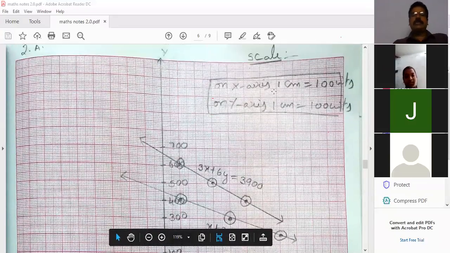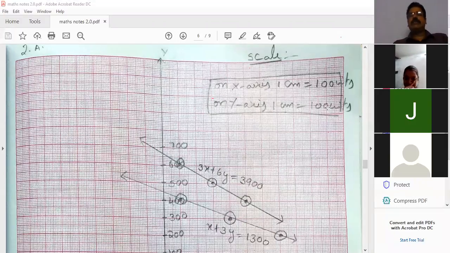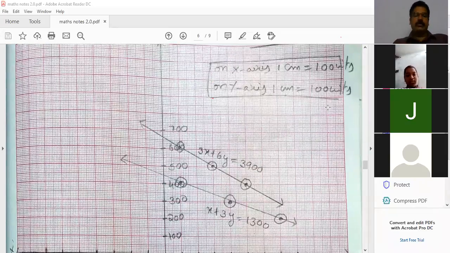On the x-axis 1 centimeter equals 100 units, and on the y-axis 1 centimeter equals 100 units. Like that, according to the sum, we have to change our scale. That's why I told you I'll explain these graphical sums too, because the scales are different. Now I can go to the third sum.